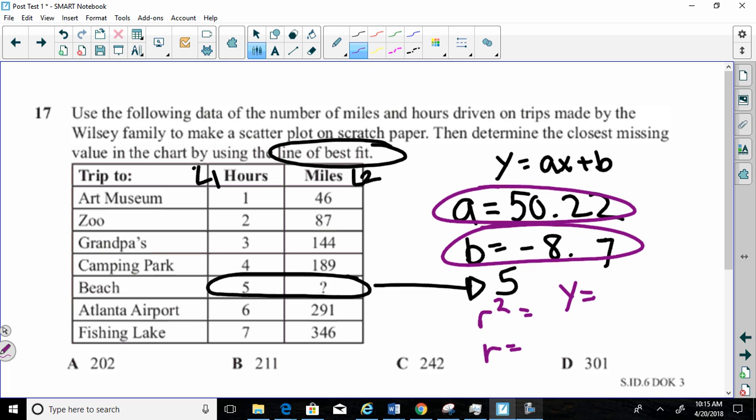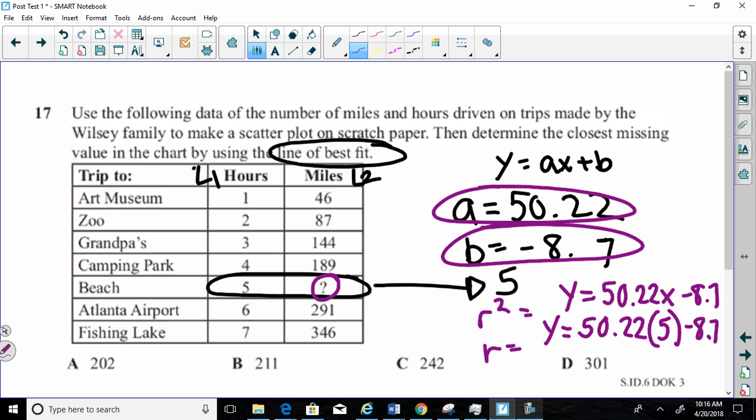So let's write the equation. Y equals 50.22x minus 8.7. Now the question wants you to find what this missing value is. So what are you going to plug in for x? 5. So you're literally going to plug in your calculator 50.22, instead of x, you're going to put 5, minus 8.7. I'm just showing you what R squared means. You have to turn the diagnostic on, but you don't need that right now. I can show you that after class. When you do this, you end up getting 242 when you plug it in. Does that make sense?